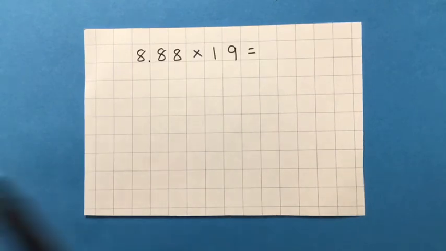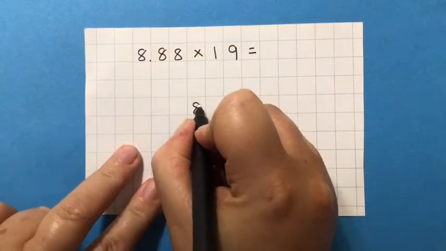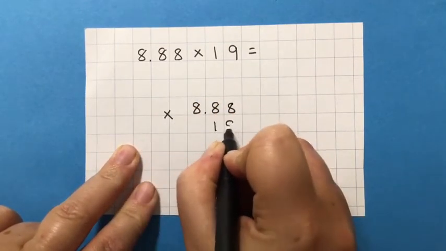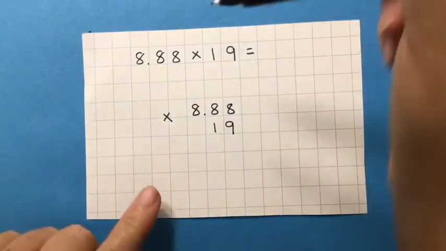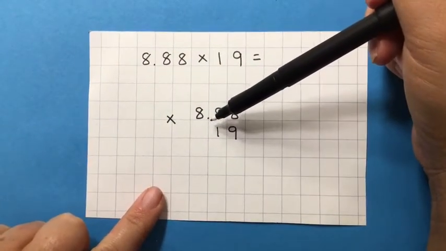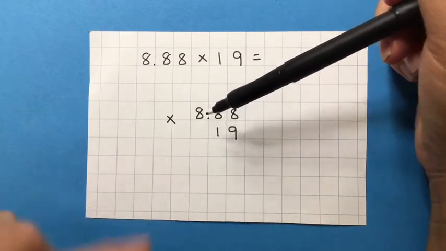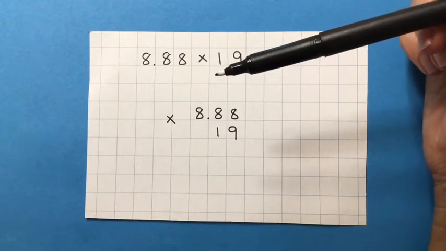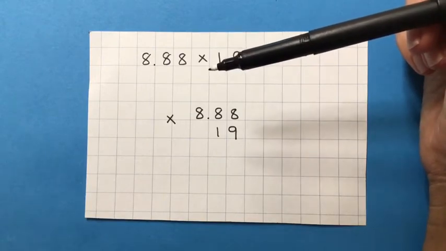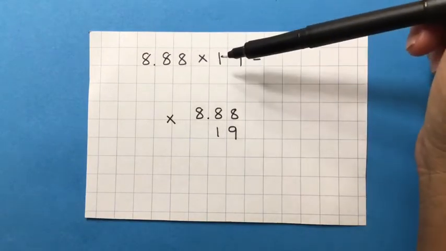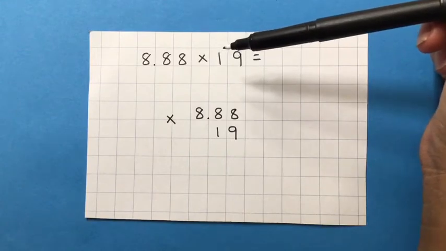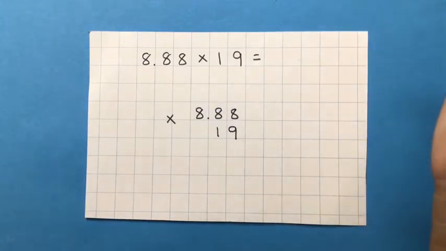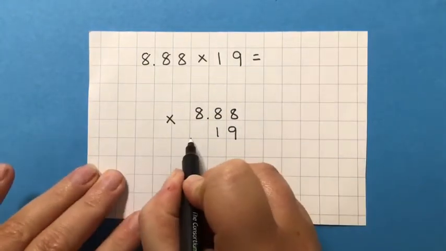Okay? So we've set it out exactly the same. Now with this one, guys, you have a choice. You can either work it out without the decimal and then make sure you put the decimal back in the same place. So for example, if you were doing this sum, you could do 888 times 19 and then just make sure that you put the decimal back in afterwards.